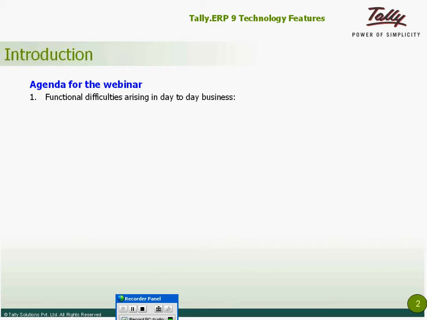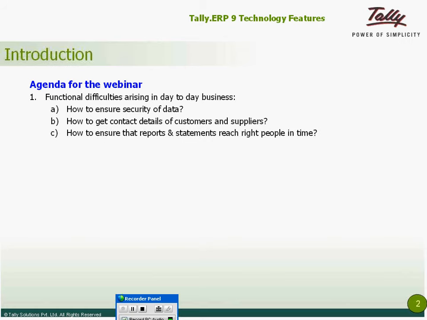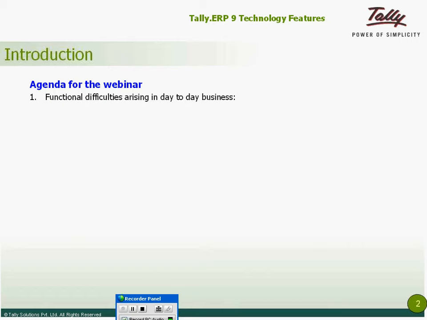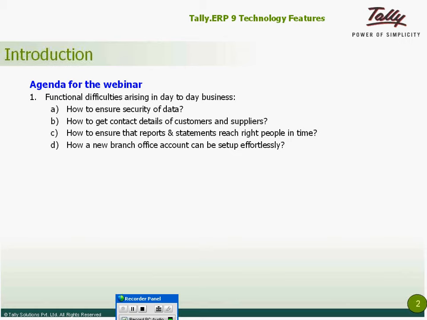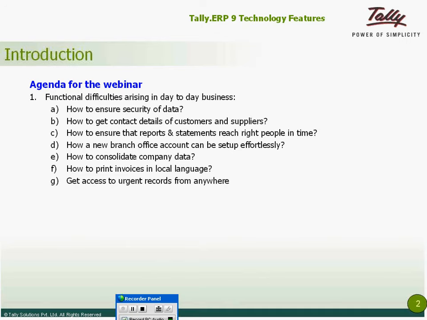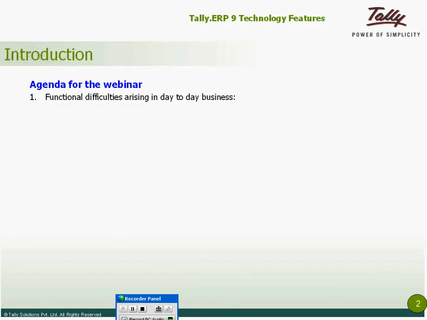Let us look at the agenda for this webinar. First, we will look at the functional difficulties that arise in our day-to-day business and the questions related to these difficulties, like how do I ensure the security of my data? How do I get the contact details of my customers and suppliers? How do I ensure that the reports and statements reach the right people in time? How can a new branch office account be set up effortlessly? How do we consolidate more than one company data? How do we print invoices in local languages? How do we get access to urgent records from anywhere in the world?